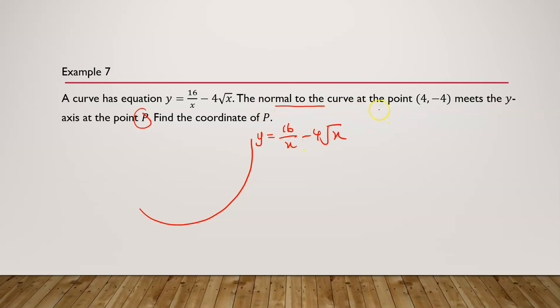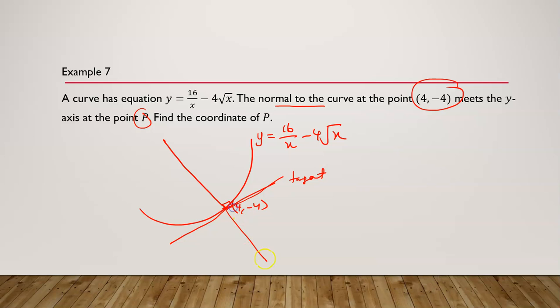The normal to the curve at the coordinate (4, -4). So this is your coordinate, say somewhere here, (4, -4). So the normal, if this is (4, -4), then your tangent will be like this, right? Your tangent is this. The normal is at 90 degrees, so it goes like this.